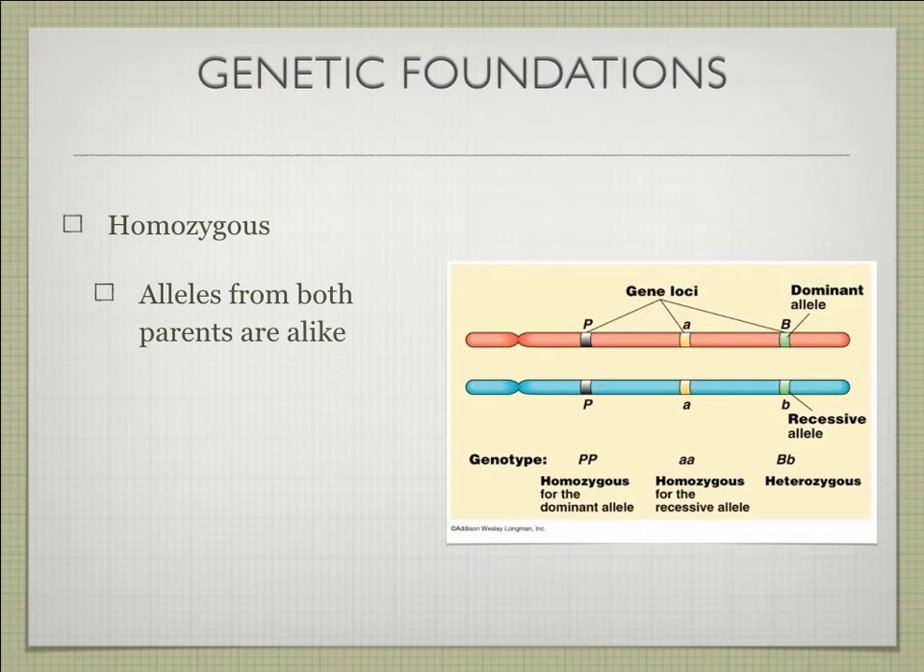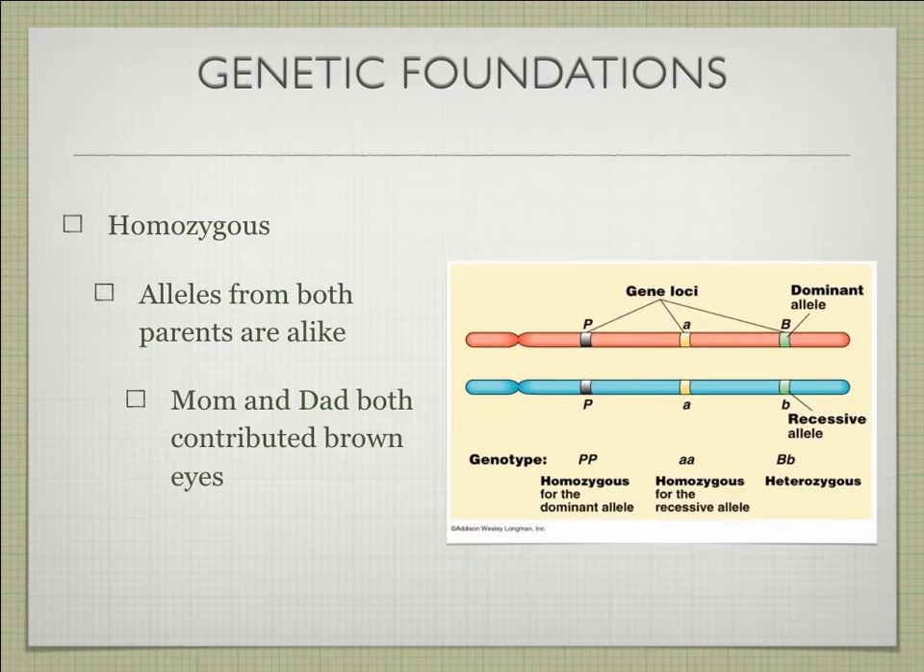So when you have homozygous, it's alleles from both parents are alike. Okay, so for example, mom and dad both have brown eyes. They both contributed a brown-eyed allele, and so the kid has brown eyes. That would be the case of the 2 capital P's here, okay? So both mom and dad had the dominant brown eye.